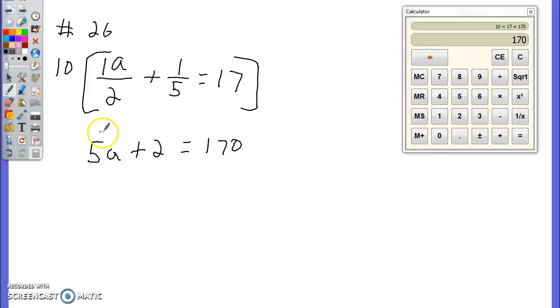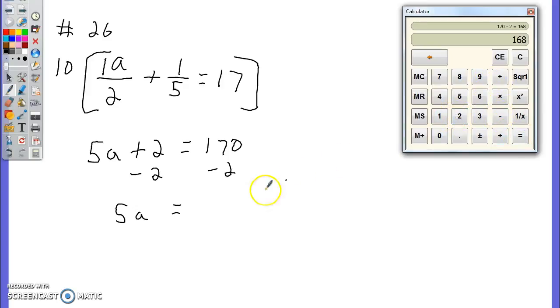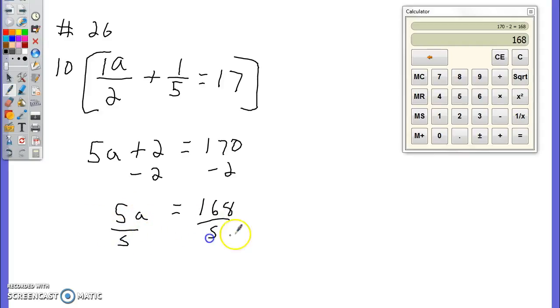Alright, so again, now on here we want to get 5a by itself, so we want to get rid of this positive 2. We do that by subtracting 2. We always do the opposite. So we have 5a equals, again, 170, subtract 2. If you have a hard time doing it in your head, your calculator should already be loaded. Just put minus 2. You got 168. It's a good tool just to have out on your desk as you're working on these. Then we need to divide by 5 to get a by itself. So then we have a equals, and again, since it's already here, 168 divided by 5, 33.6.